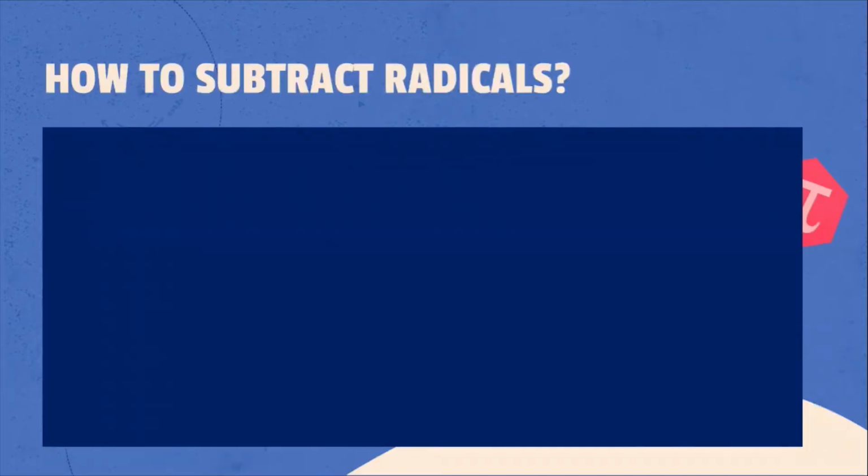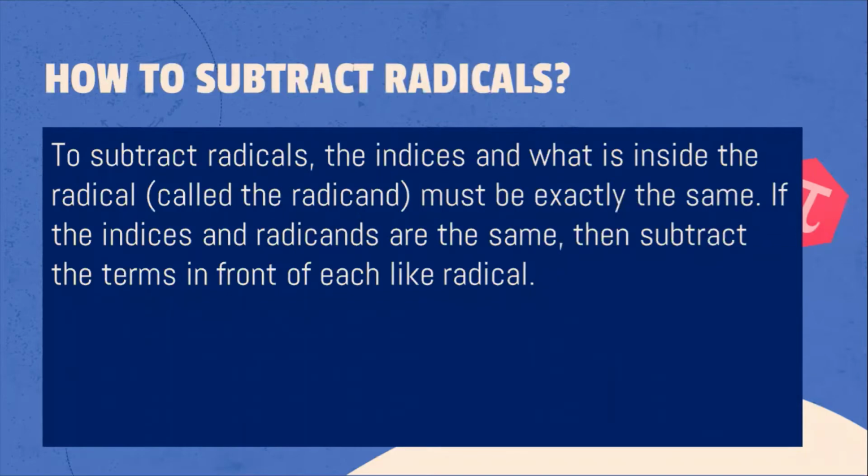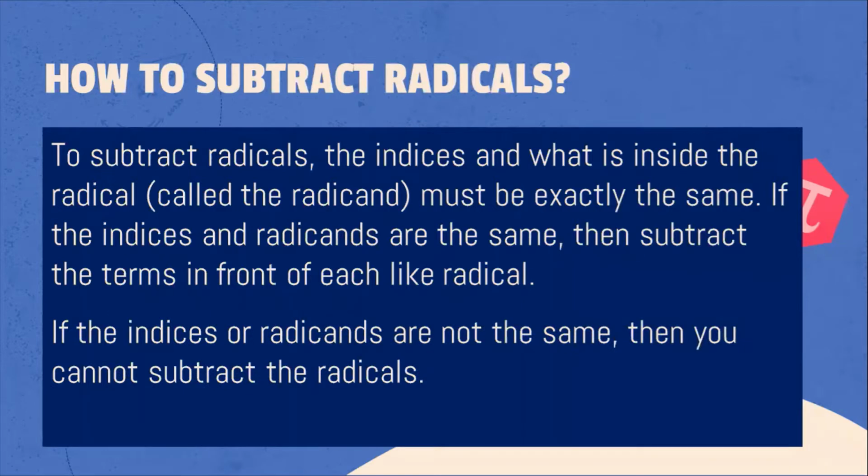How do we subtract radicals? To subtract radicals, the indices and what is inside the radical, called the radicand, must be exactly the same. If the indices and radicands are the same, then subtract the terms in front of each like radical. Number two, if the indices or radicands are not the same, then you cannot subtract the radicals. As you notice, addition and subtraction of radicals are the same in terms of the rules, and I know you are very excited to apply it.